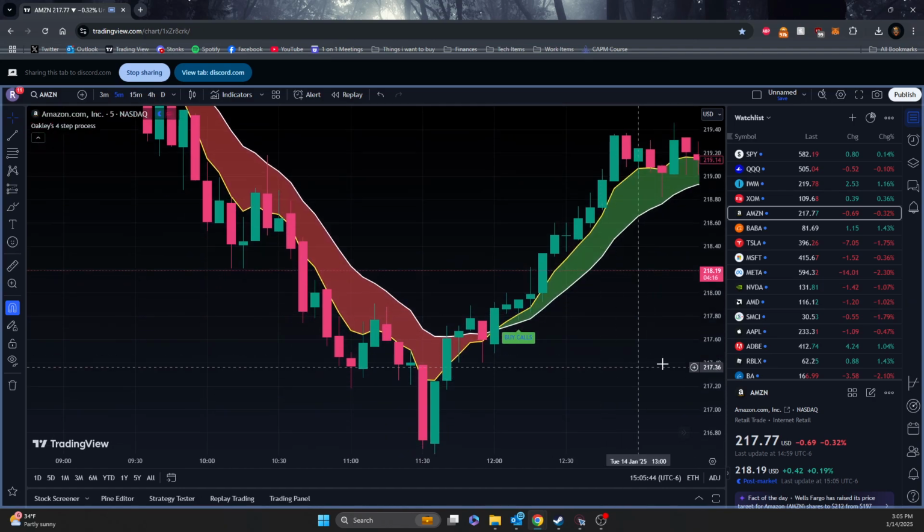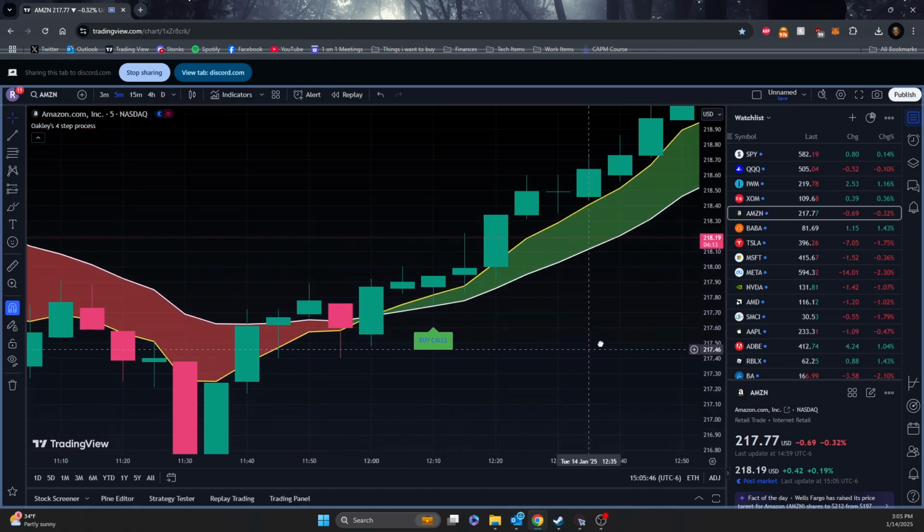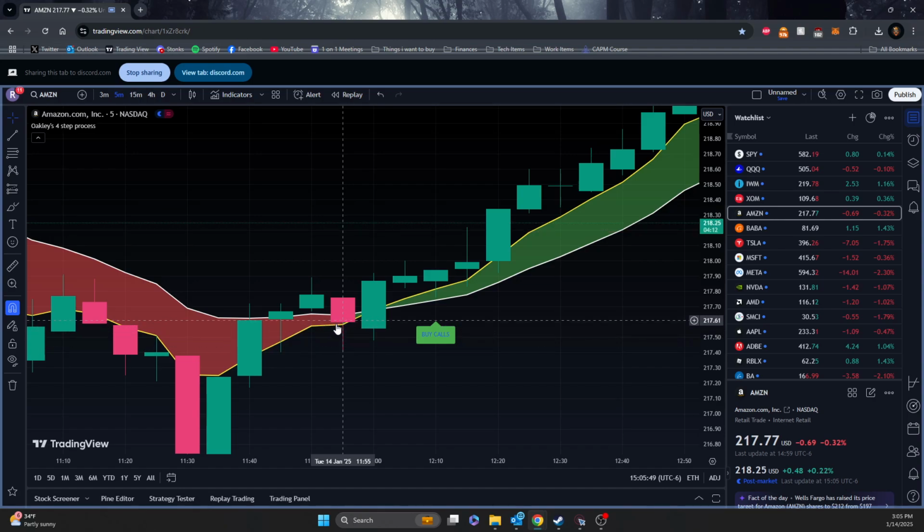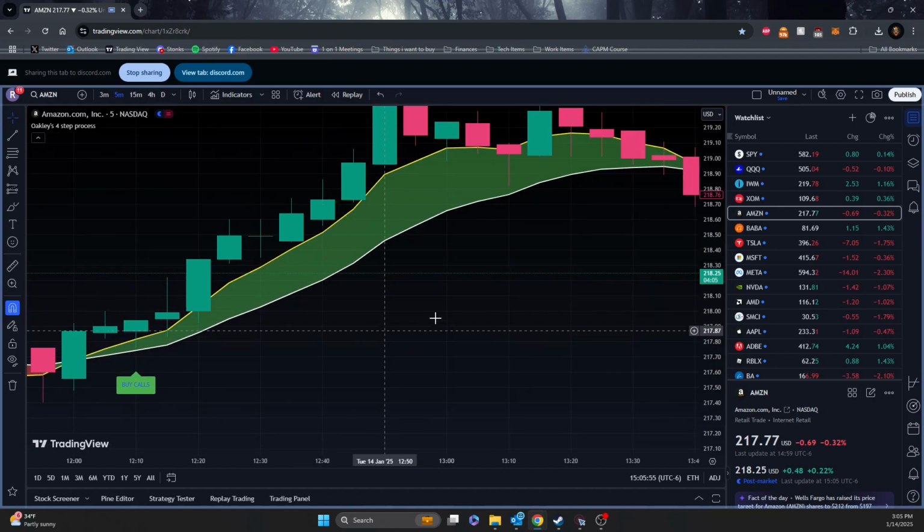So here is another good example. Same thing. Flipped from red to green right here. Closed over. Didn't touch. Did come back to the EMA cloud. Then it climbed out of the hole.